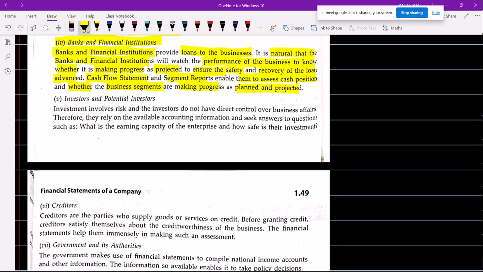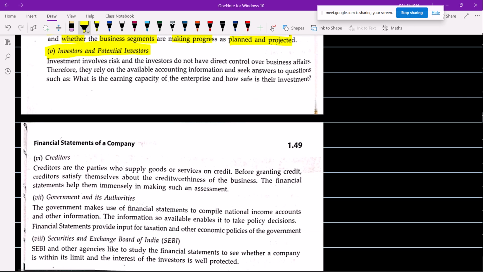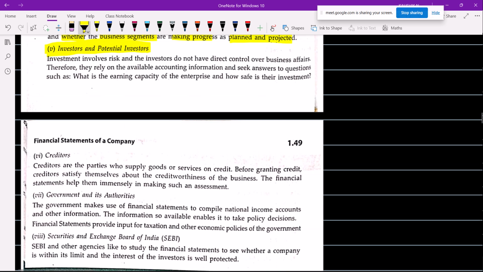Yes, the next one. Who's ready to read investors and potential investors? Can anyone read the paragraph of investors and potential investors? Any volunteers? Sir, I'll read, sir. Yes, Kana, please.